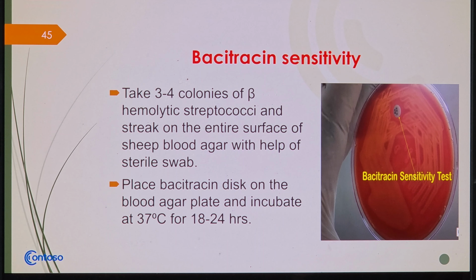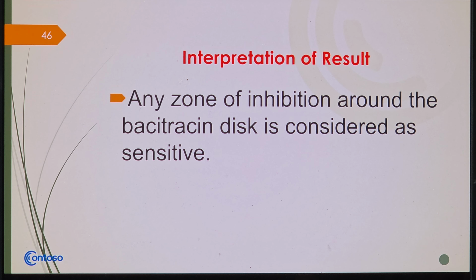So, bacitracin sensitivity test. Take 3 to 4 colonies of the beta hemolytic streptococci and streak on the entire surface of sheep blood agar with the help of a sterile swab. Place bacitracin discs on the blood agar plate and incubate at 37 degrees centigrade for 18 to 24 hours. Interpretation of result: any zone of inhibition around the bacitracin disc is considered sensitive and the organism is Streptococcus pyogenes.